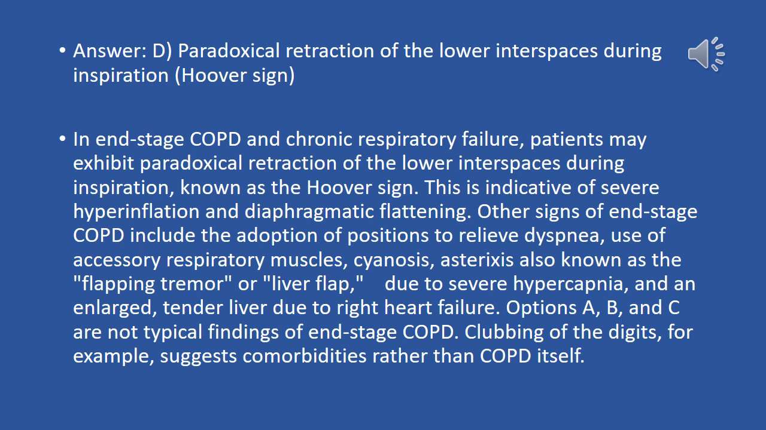In end-stage COPD and chronic respiratory failure, patients may exhibit paradoxical retraction of the lower interspaces during inspiration, known as the Hoover sign. This is indicative of severe hyperinflation and diaphragmatic flattening. Other signs of end-stage COPD include the adoption of positions to relieve dyspnea, use of accessory respiratory muscles, cyanosis, asterixis, also known as the flapping tremor or liver flap, due to severe hypercapnia, and an enlarged tender liver due to right heart failure. Options A, B, and C are not typical findings of end-stage COPD. Clubbing of the digits, for example, suggests comorbidities rather than COPD itself.